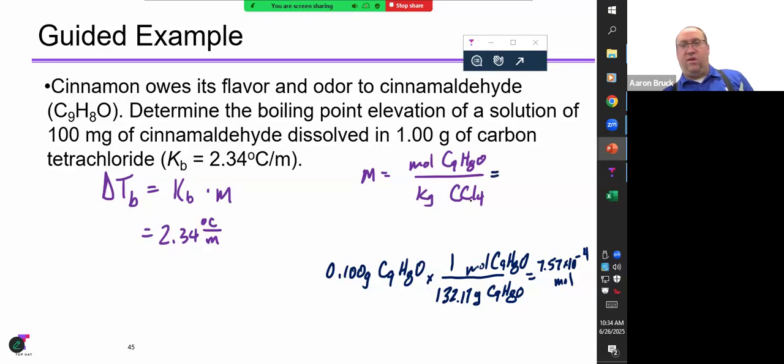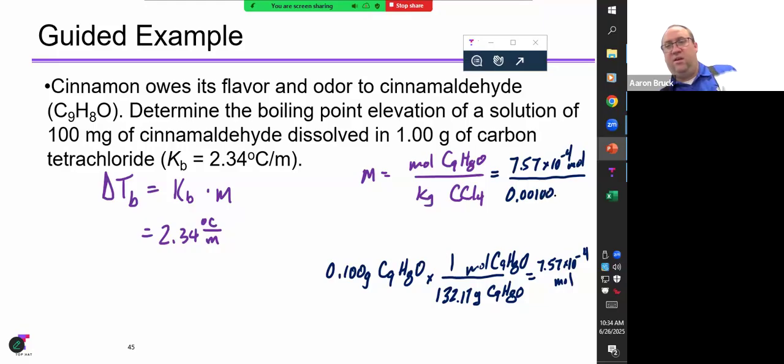So now we can calculate our molality. 7.57 times 10 to the negative 4th moles divided by 0.001 kilograms of solvent. Our molality is 0.757 molal cinnamaldehyde.